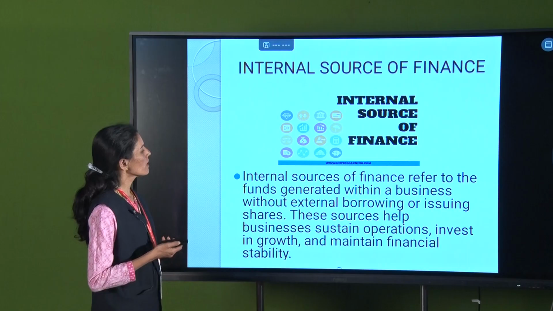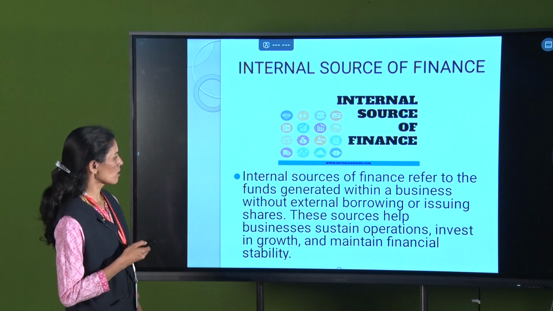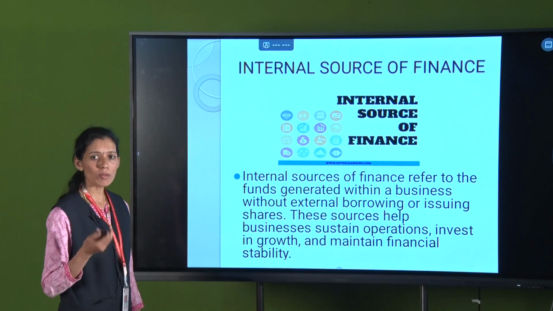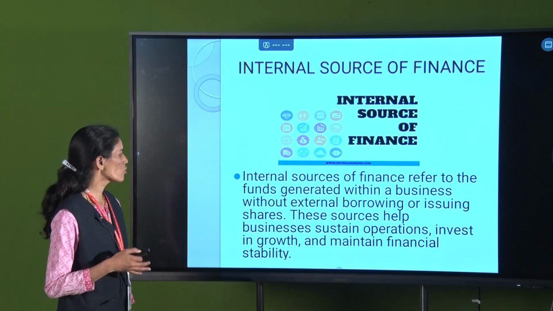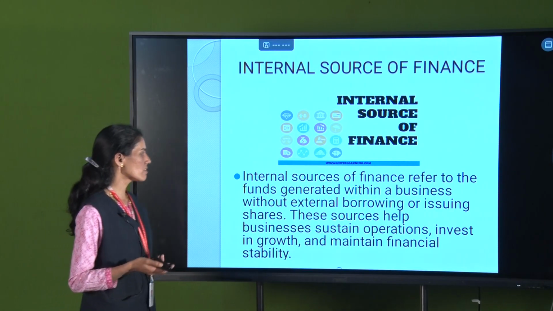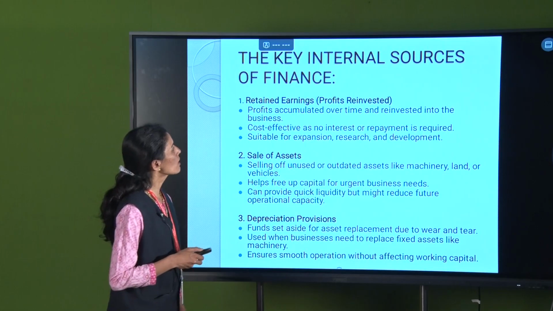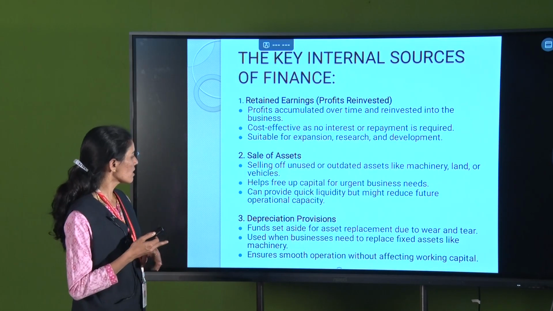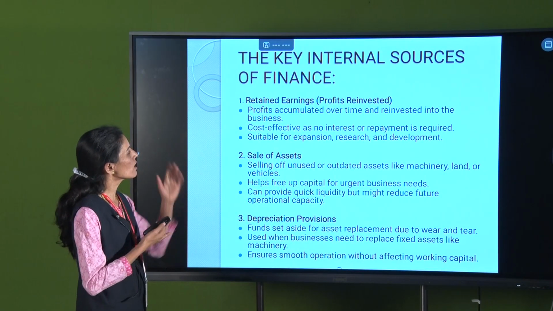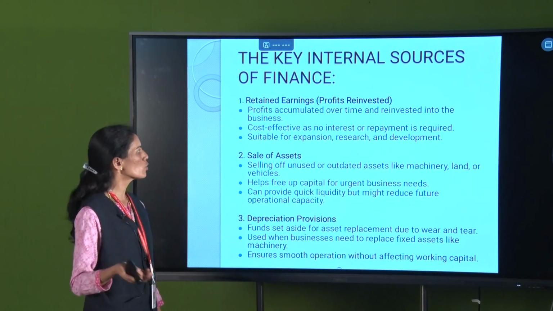Now the second type of sources of finance is internal sources of finance. Internal sources of finance refer to funds generated within the business without external borrowing or issuing shares. These sources help businesses sustain operations, invest in growth and maintain financial stability. So the key internal sources of finance are retained earnings, sales of assets, and depreciation provisions. In retained earnings, profits accumulated over time are reinvested into the business.